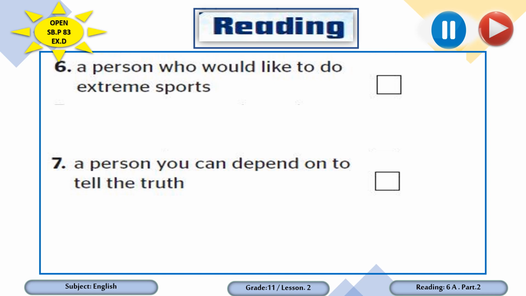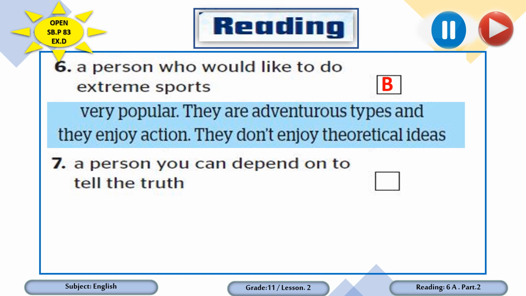Okay, now it's time to check the answers. A person who would like to do extreme sports belongs to. Fantastic. B, the free spirits. It has been mentioned here that free spirits are adventurous types and that they enjoy action. They don't enjoy theoretical ideas. Excellent.